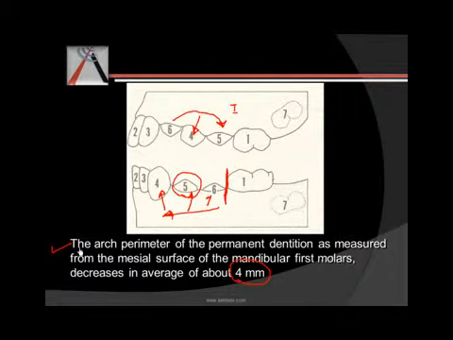And you do have an MCQ that arch perimeter of permanent dentation as compared to the deciduous dentation increases, decreases, remains same, etc. In that case, yes, it decreases by 4 millimeters, and where we are counting from is the mesial surface of the first molar.